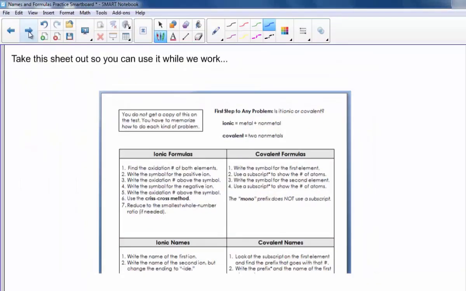Now, you should also have a sheet with a whole bunch of rules on it. It looks kind of like this. Make sure to take it out of your notebook so you can refer to it while we work. You'll eventually get all of these rules memorized simply by practicing the skills, but for today, it helps to be able to use it as we go along.